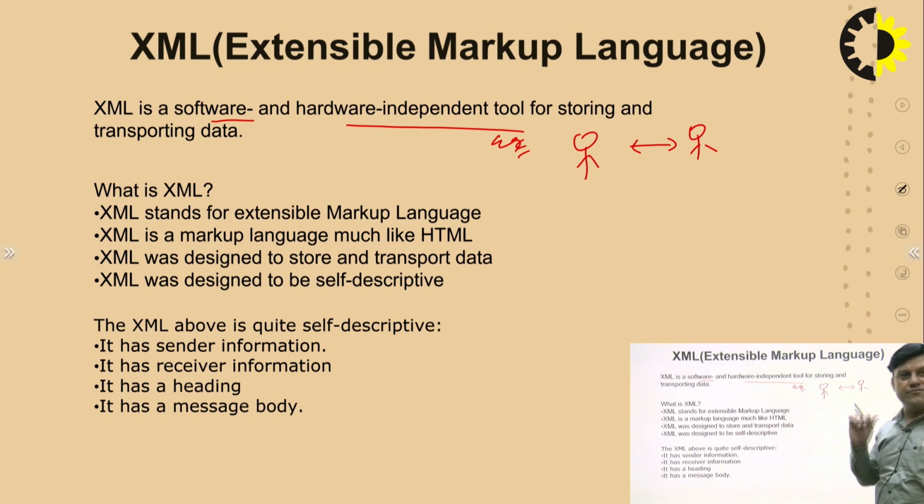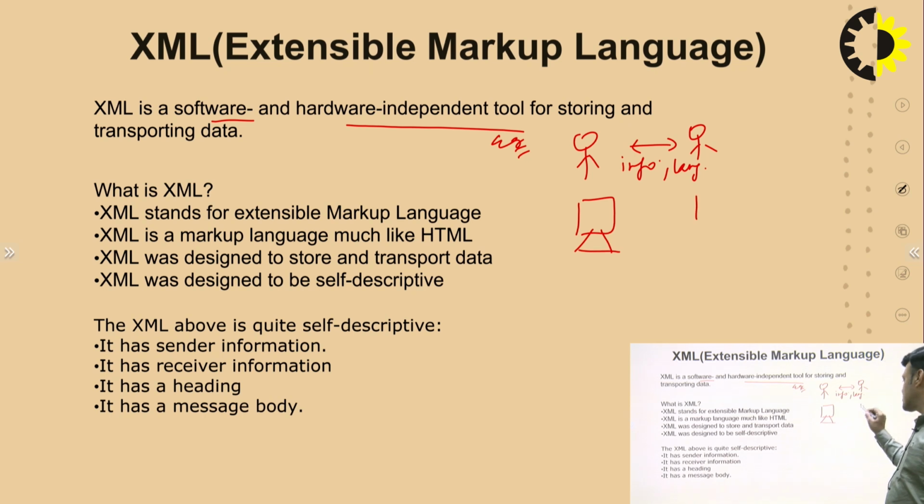They are sharing some information. Okay, they are sharing some information, right? In their own language. Now what happened? In place of these two friends, I replace these two friends with the system.